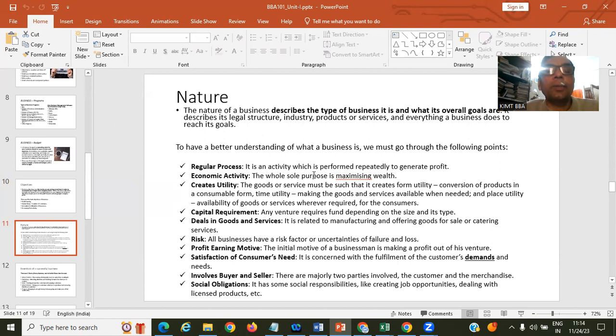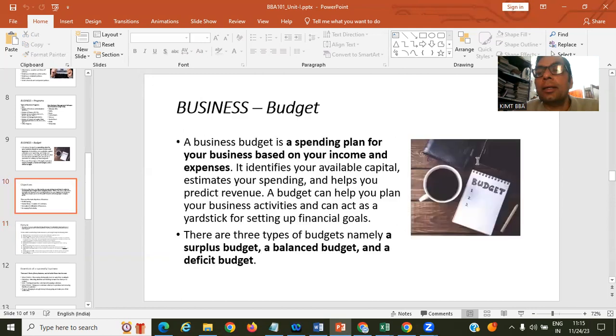And whatever we discussed so far, we have a summary. We have points for all the points discussed so far. So if you look at this slide, what is the nature of business? The nature of business describes types of business and what its overall goals are, describes the legal structure, industry, product or services, and everything in the business.